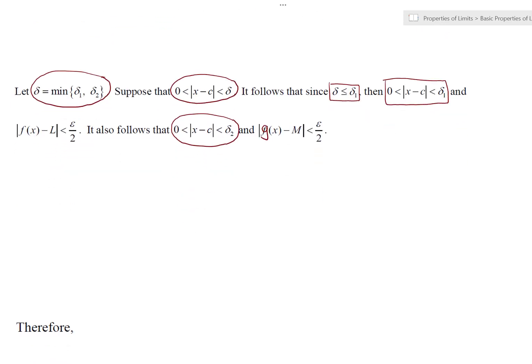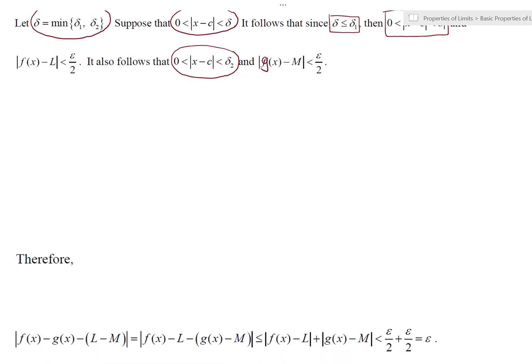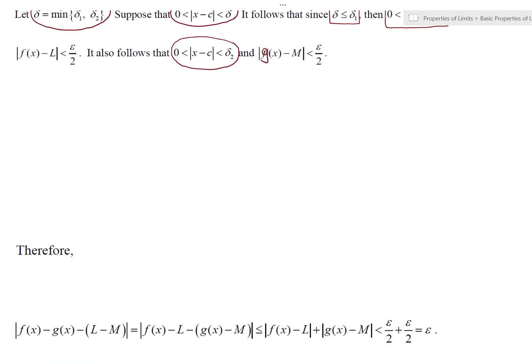So what do we get? Let's look at the limit as x goes to c of f of x minus g of x, and consider f of x minus g of x. We're making a claim that the limit as x goes to c of f of x minus g of x is equal to L minus M. So if that's the case, then it had better satisfy the definition the way we've constructed our setup.